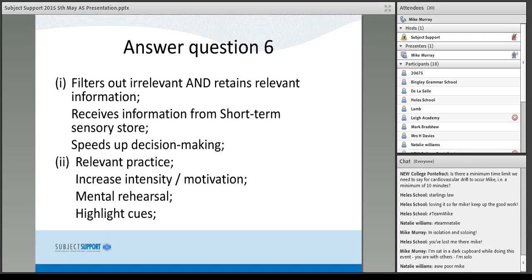Okay, receives information from short-term sensory store, no abbreviation. Speeds up decision making. That's what it does. And then look at the answers for how can you improve it. Relevant practice, increase intensity, mental rehearsal, highlight cues. There are others, but why learn the others when they work across different questions? Quite important, that idea, and you stick with it. Because although selective attention may not come up this year, response time certainly could.